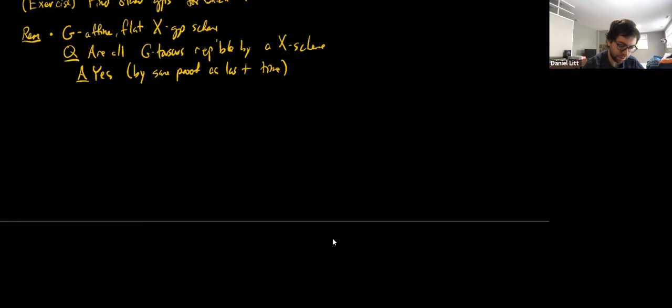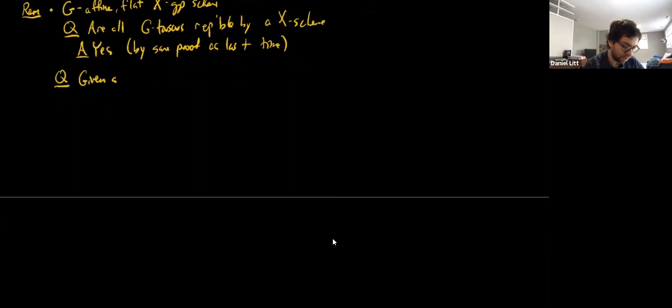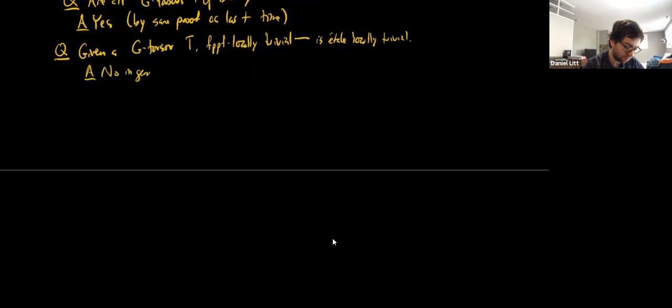Okay, and then the second question you can ask is, given a G torsor T, and let's suppose it's FPPF locally trivial, you can ask, is it Étale locally trivial? Okay, and the answer in general is no. But it's yes if G is smooth.